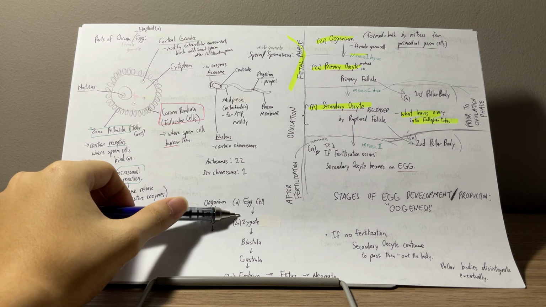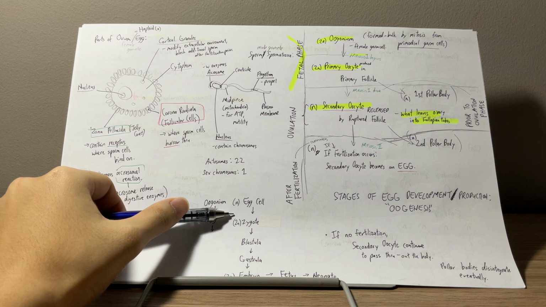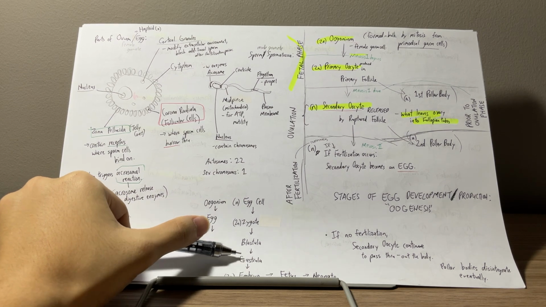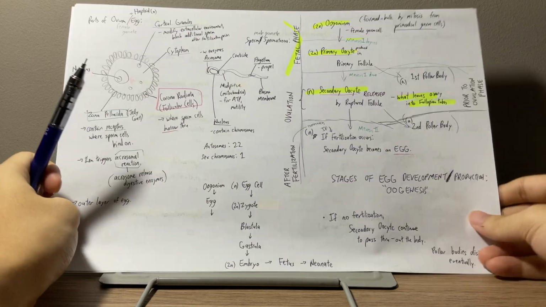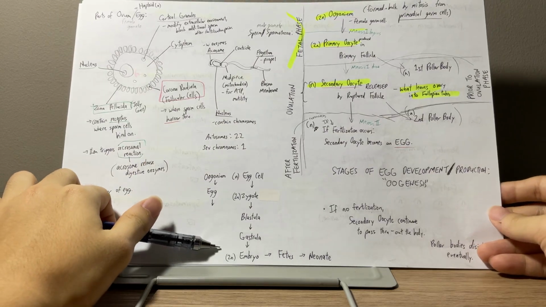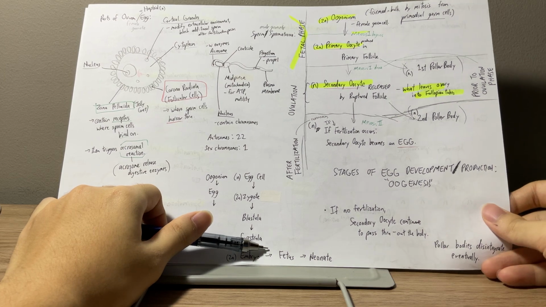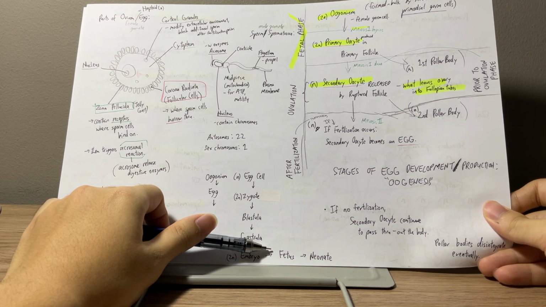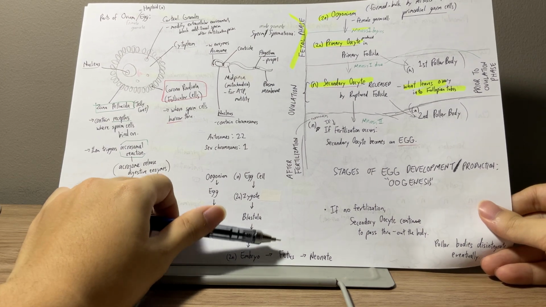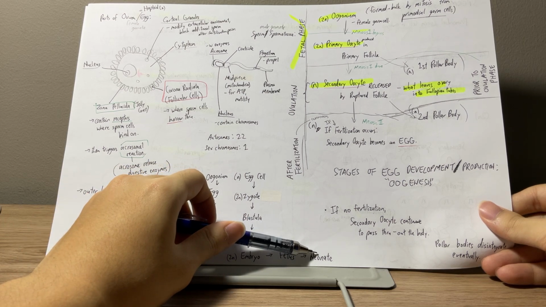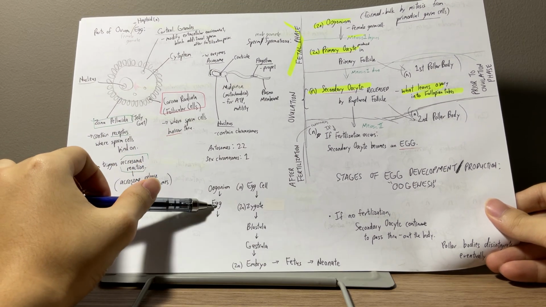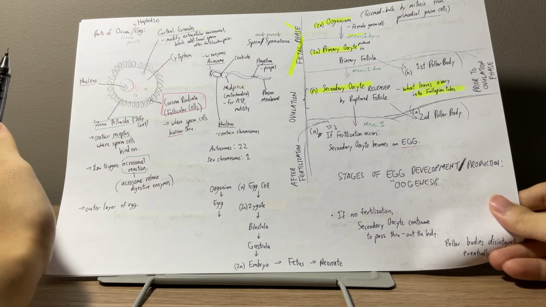So after the egg cell becomes a zygote, that's diploid. We have the blastula, gastrula, the embryo, which is diploid, and then after the embryo, it becomes a fetus. I believe this is by the second trimester. And after the fetus, it becomes a neonate. Okay, this one's not finished. Just disregard that one.